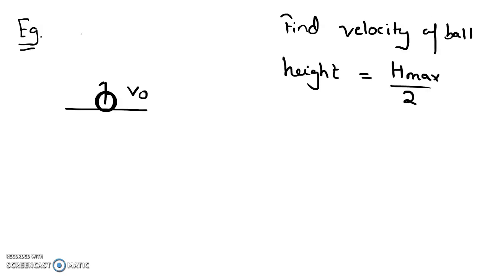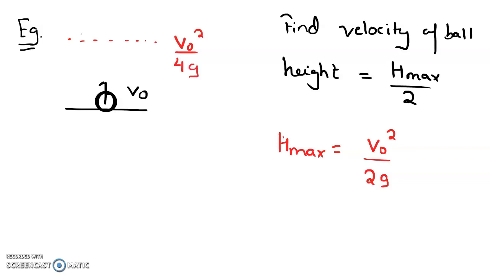Now what is h max? If I need to find it in terms of v0, h max is v0 square by 2g. So what would be the height which is half of the h max? Can I write it like half of this? Which would be v0 square by 4g. That is not velocity, that is height, the height at that instant.